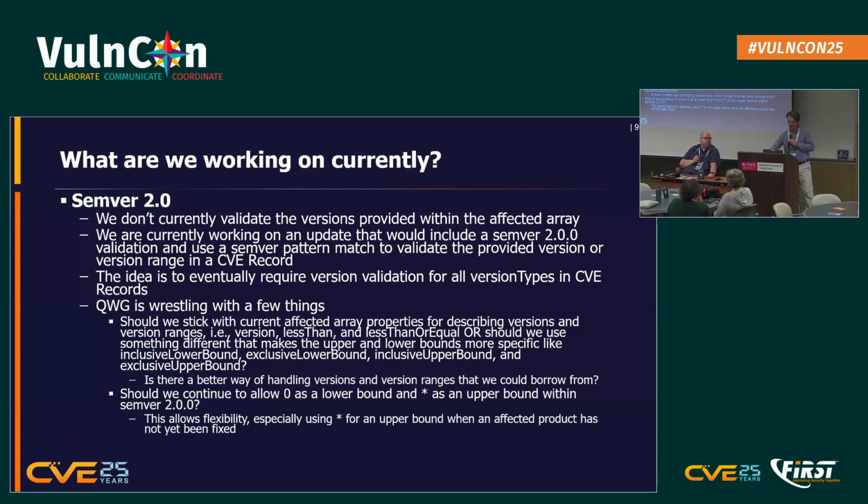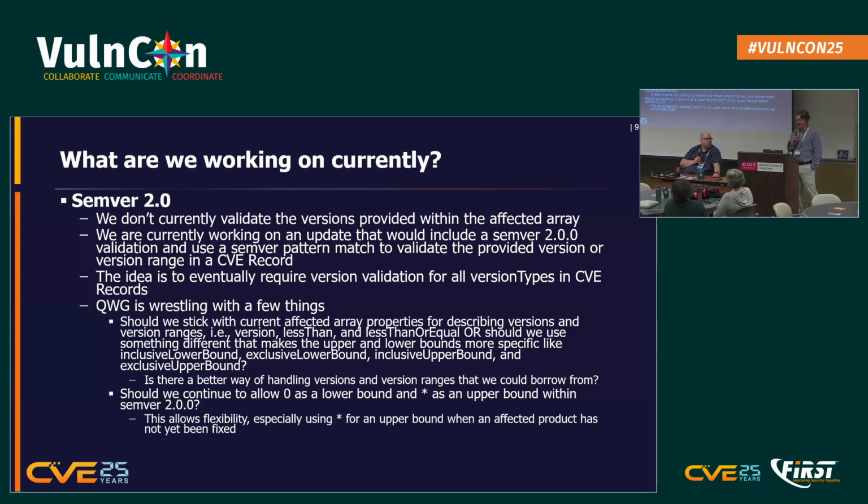So one of the big things we're working on for the next release, and this should go into the next release as long as we can herd all the cats in the QWG, is SemVer 2.0. There was an overarching issue for this around tightening up our version types. We have a number of version types when you're defining affected products and versions. And funny enough, none of those do any validation on the data that's provided. So if it says SemVer, we don't check to make sure that that is actually SemVer when it's entered into the record.